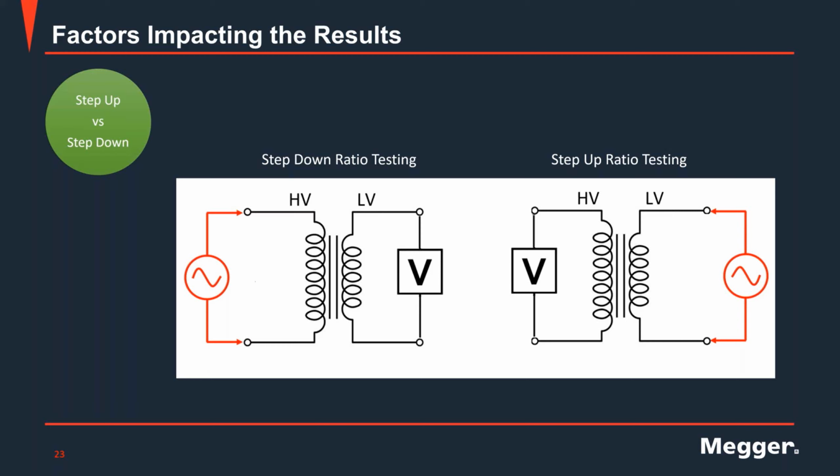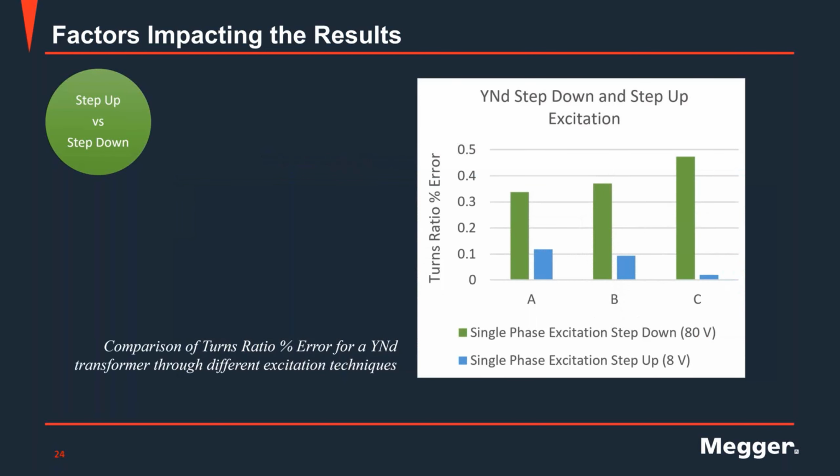So let's look at some comparison between step up and step down techniques on the same unit. In this case, a YND: a star connected winding on the primary, a delta on the secondary. And look, this is really interesting. In the single phase excitation step down, the traditional way, we were using 80 volts. When we switch to step up, we're actually using 10 times less voltage for the measurement, and even then we are getting way better accuracy for the test.